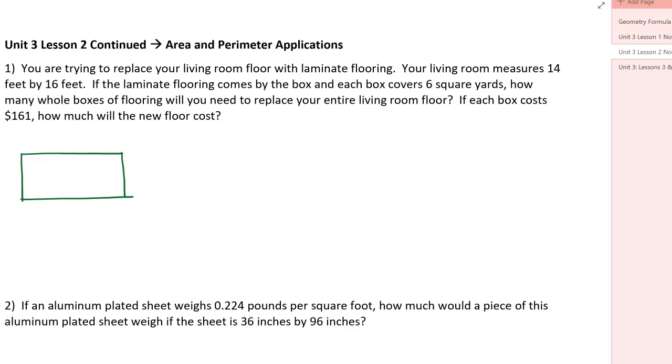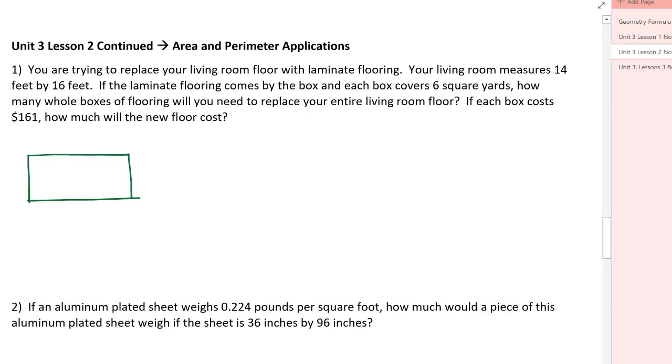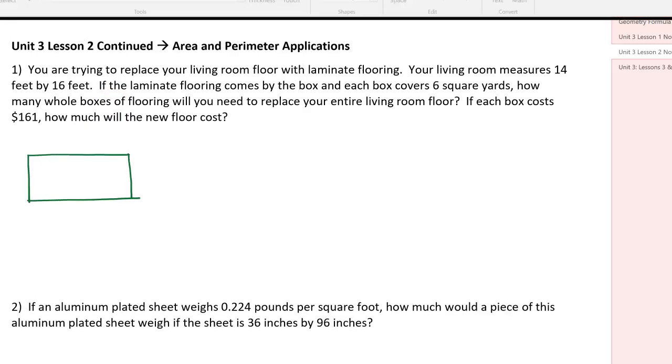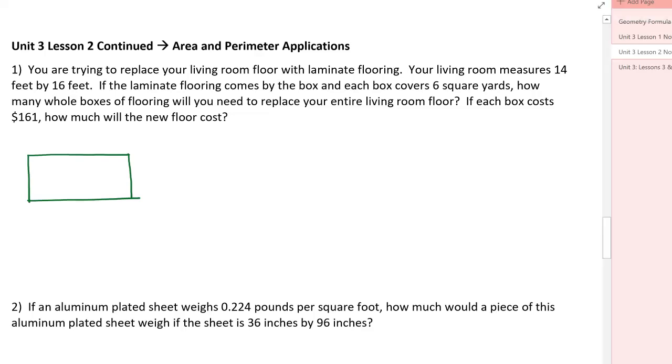All right, I'm going to draw a picture. We know it's 14 by 16, so that's a rectangle. So I'm going to go ahead and label. So this is going to be 14 feet by 16 feet. Now we're covering the whole floor with laminate flooring. So that wouldn't be a perimeter problem. That would be an area problem.